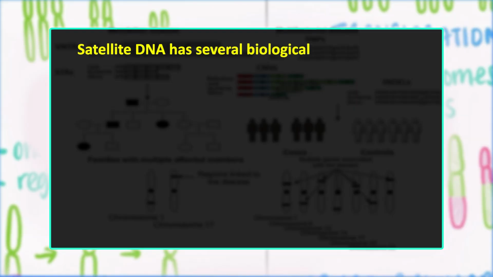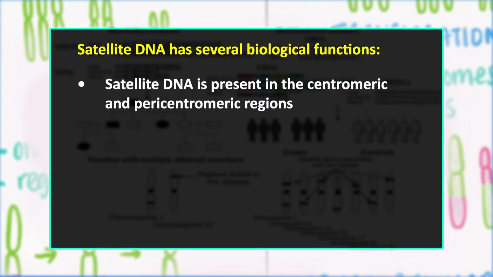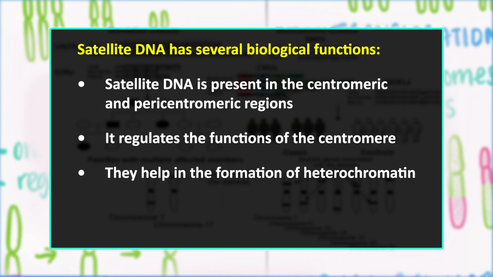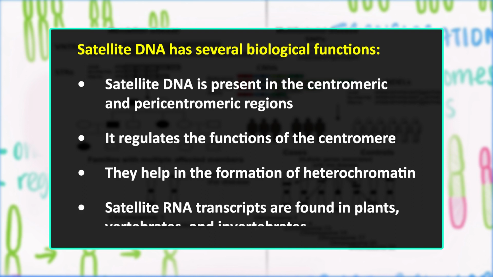Satellite DNA has several biological functions. It is present in the centromeric and pericentromeric regions of the chromosome. It regulates the functions of the centromere. It helps in the formation of heterochromatin. Satellite RNA transcripts are found in plants, vertebrates and invertebrates.